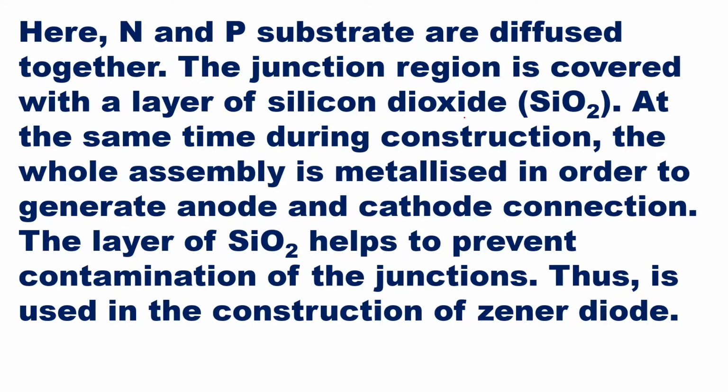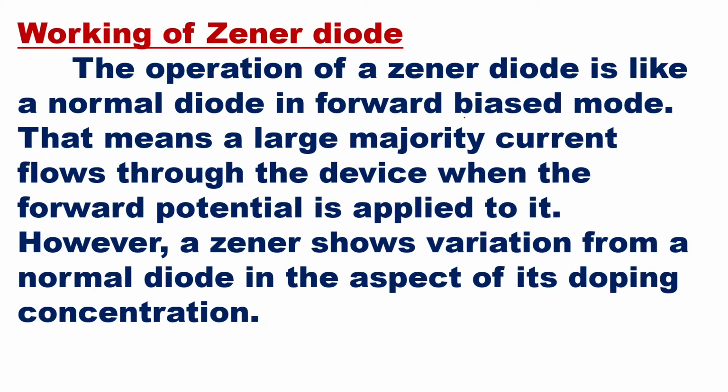So here about the structure or description, you can see here N and P substrate are diffused together. The junction region is covered with a layer of silicon dioxide, SiO2. At the same time, during construction, the whole assembly is metallized. Everywhere metal is put wherever you want to make a contact with the terminal in order to generate anode and cathode connection. The layer of SiO2 helps to prevent contamination of the junction, thus is used in the construction of Zener diode. Then how does a Zener diode work?